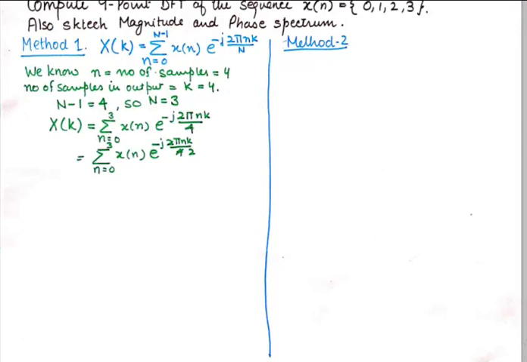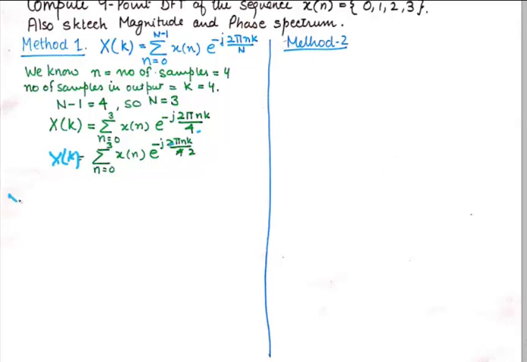So putting the value of capital N equal to 4, we get x of k equal to summation n going from 0 to 3 x of n e raised to the power minus j 2 pi n k upon 4.